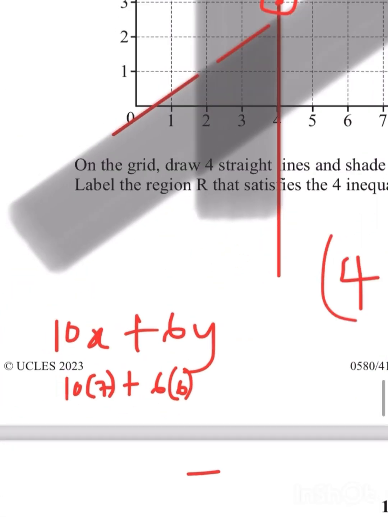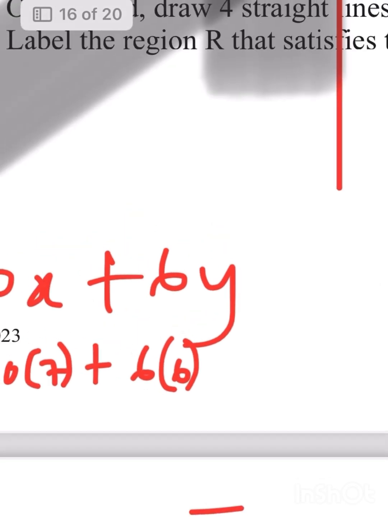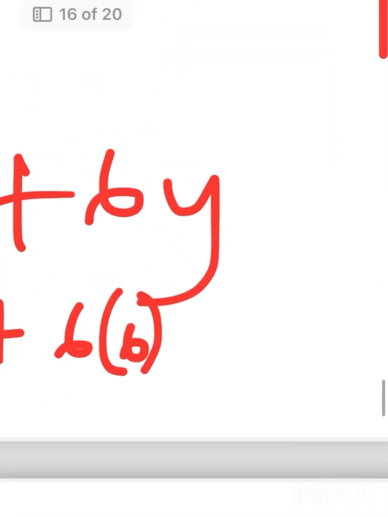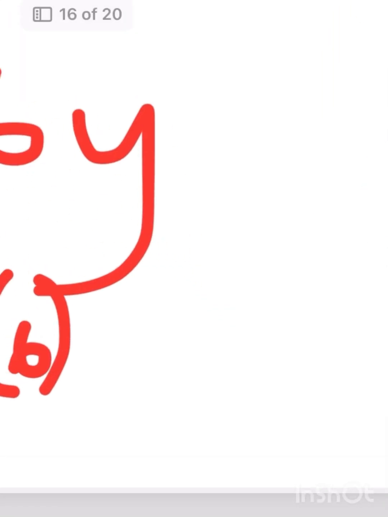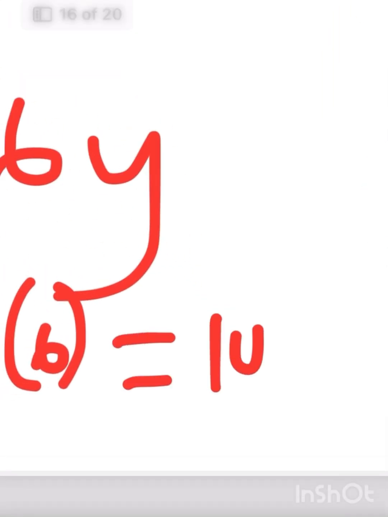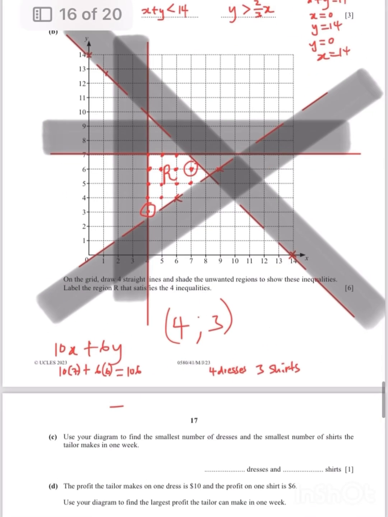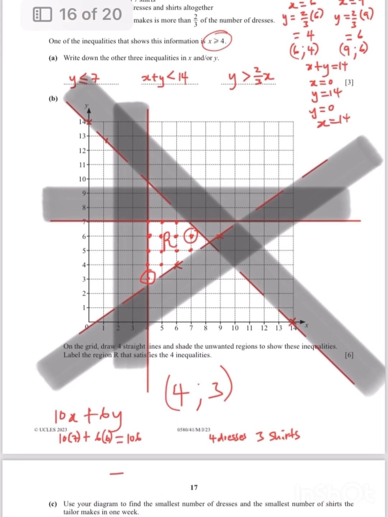So then 10 times 7, that's a 70. Then 6 times 6 there, that's going to be a 36. If we add everything, that's 70 plus 36, which is equivalent to 106. So that's it.